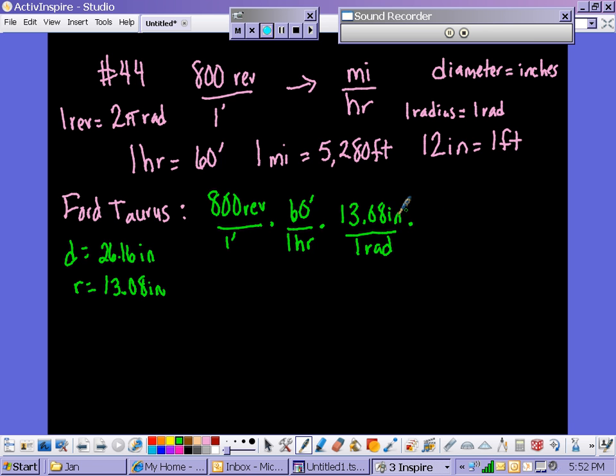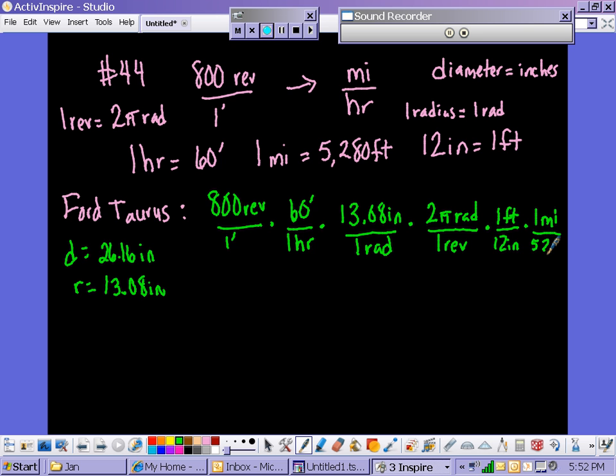Times, the revolutions need to cancel out, so we need 2 pi radians over 1 revolution. You probably would have done this one first and then the inches. It doesn't really matter the order, because multiplication is commutative. You're still going to get the same thing. Times, we've got to get rid of these inches, so that means 1 foot equals 12 inches.